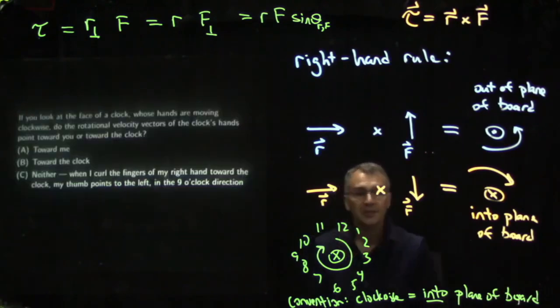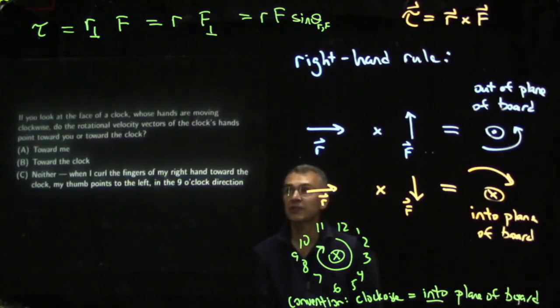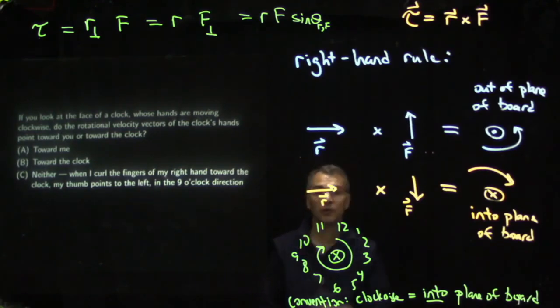If you look at the face of a clock whose hands are moving clockwise, do the rotational velocity vectors of the clock's hands point toward you or toward the clock? Well, they point toward the clock. I'm looking at the clock, they point toward the clock. So the clockwise direction is into the plane of the board by convention.